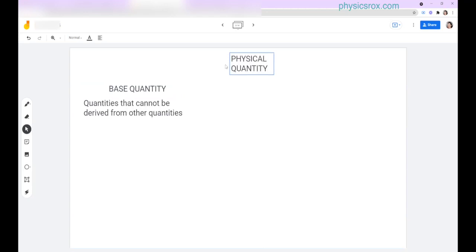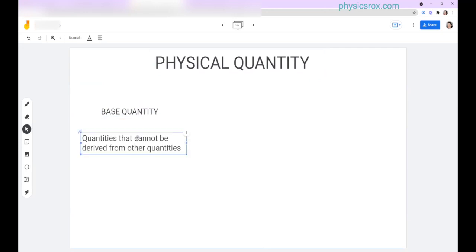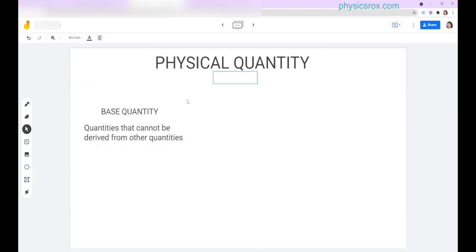So physical quantity is the main topic. Physical quantity is any quantity that can be measured. Physical refers to measurable quantities. Okay. So physical quantity means the name of the thing that can be measured. Length, time, mass, volume, area, speed, all this can be measured, right? That is a physical quantity. So physical quantity, we can divide into a few categories, right? We can divide into base quantity, can also divide into derived quantities.